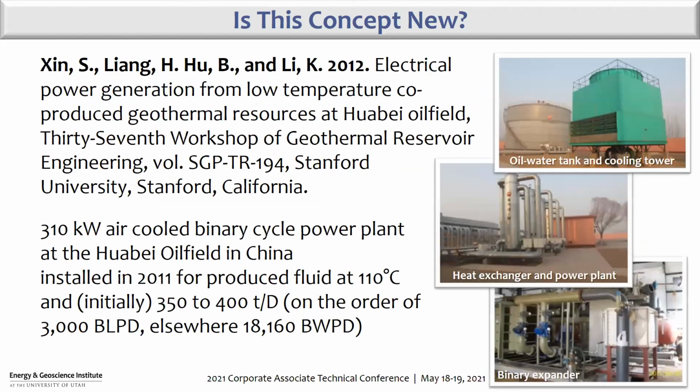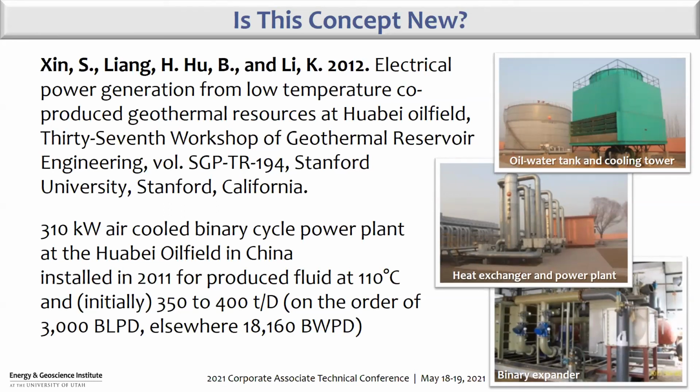In China, there have also been some pilots where this has been done on a field-wide basis. This is showing one particular operation, where you can see there's a cooling tower and a heat exchange system. They were producing a modest amount of electricity, not a great deal. And what I've seen reports of is between 350 and 400 tons per day, and that's about 3,000 barrels of liquid per day. I've also seen published numbers of 18,000. So this can be handling a significant amount of produced water.